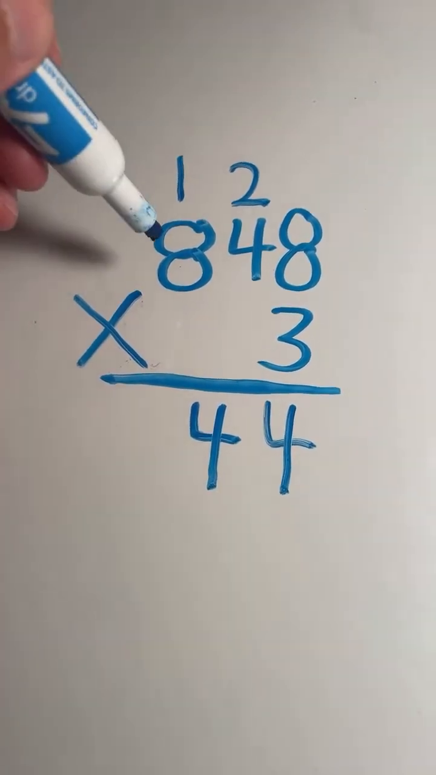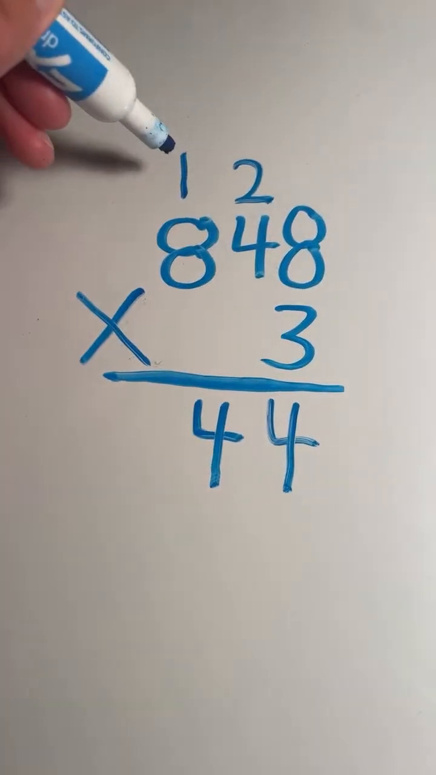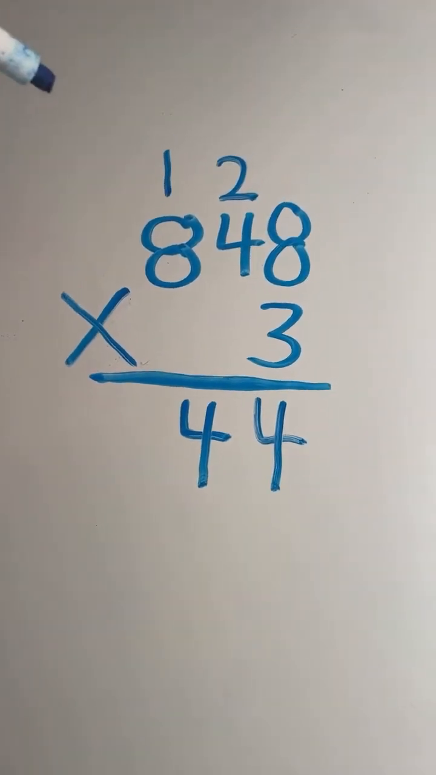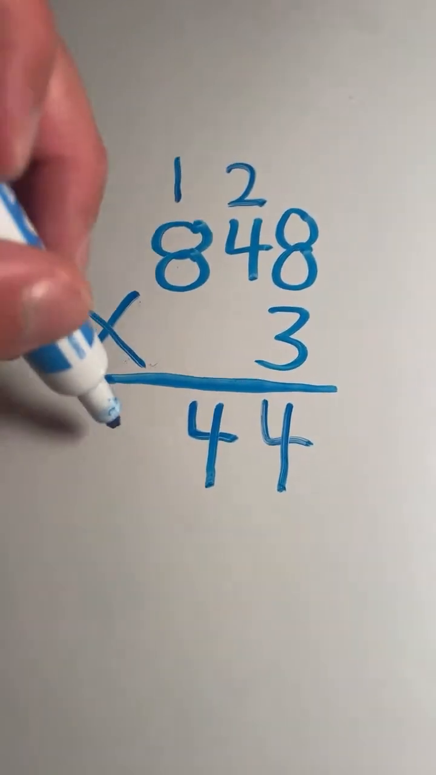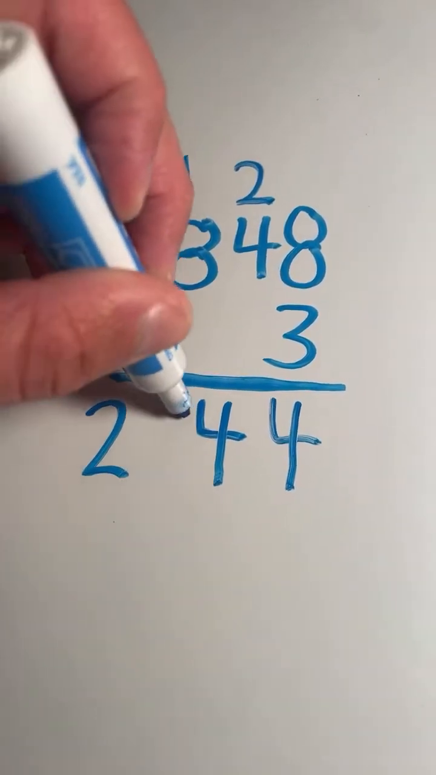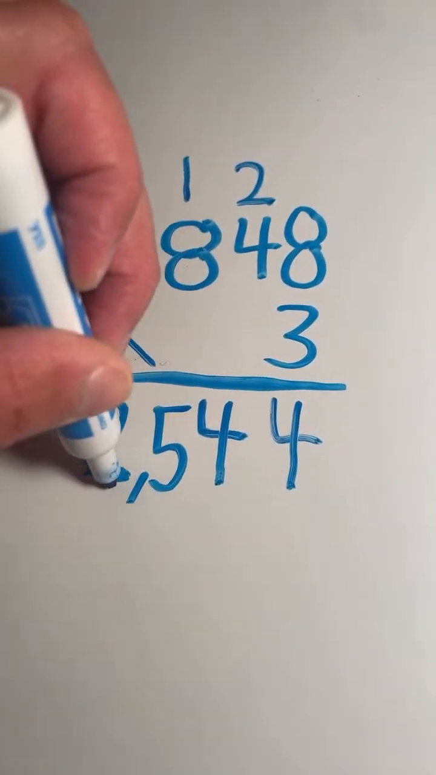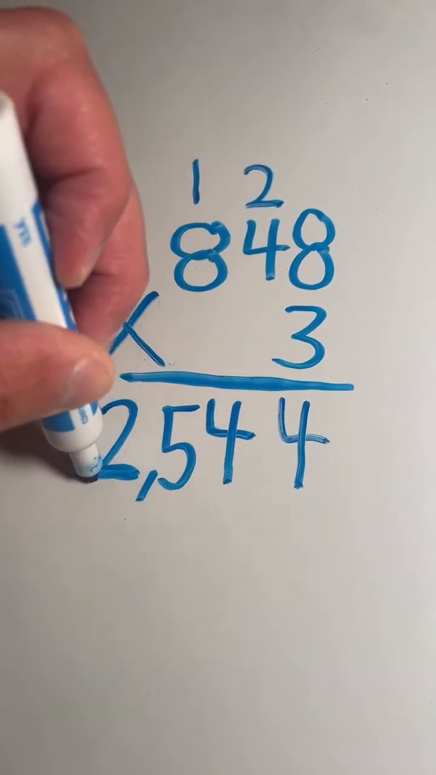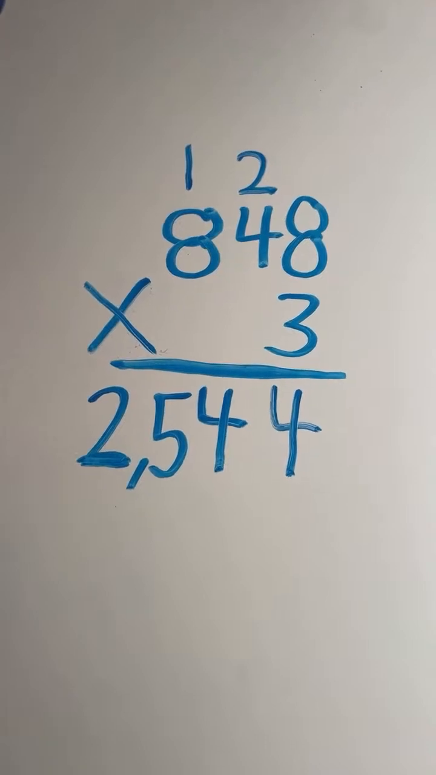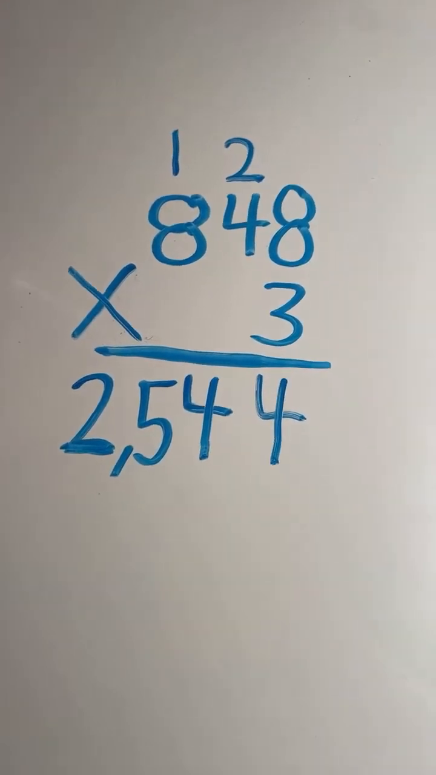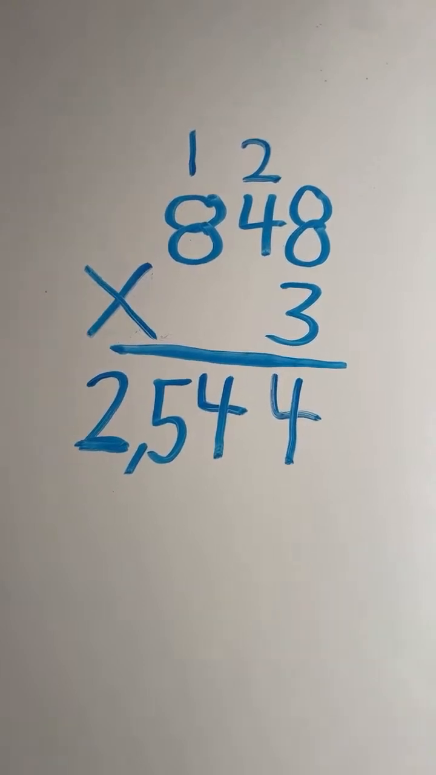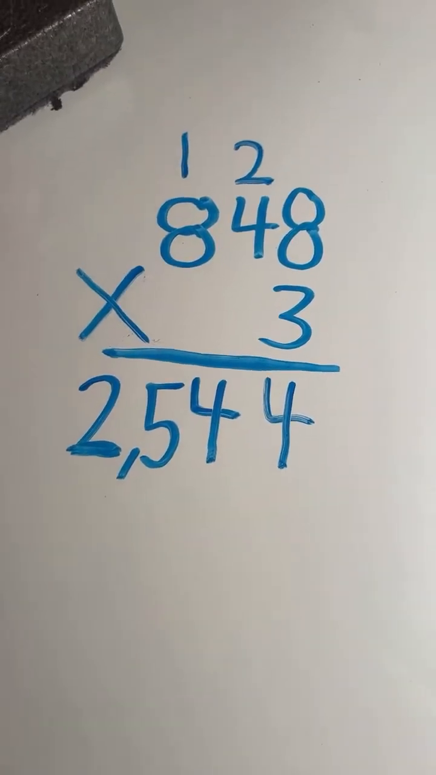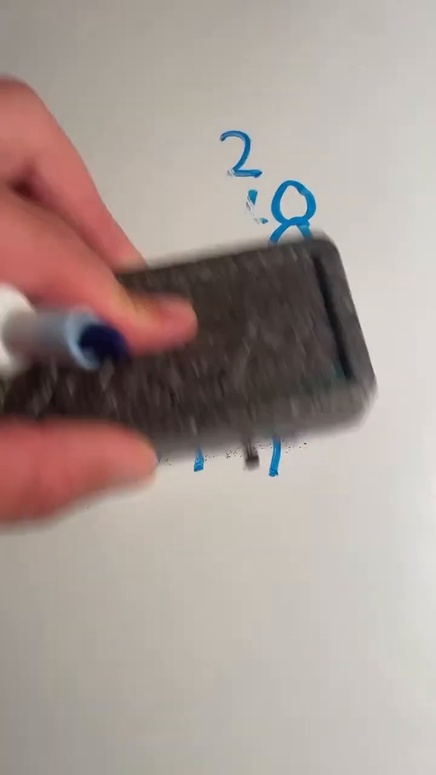So now we're going to multiply 8 times 3 again, and then we have to add the 1 that we carried over. So 8 times 3 equals 24. 24 plus 1 equals 25. And we have our final answer. 848 times 3 equals 2,544. And now we are moving on to example 2.